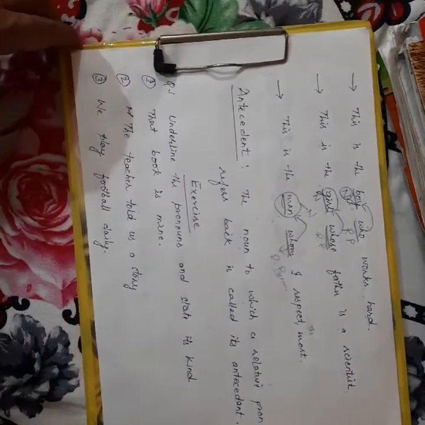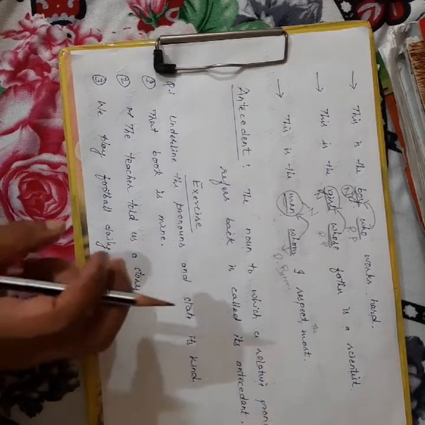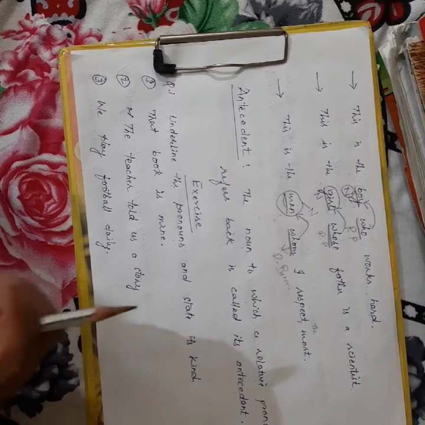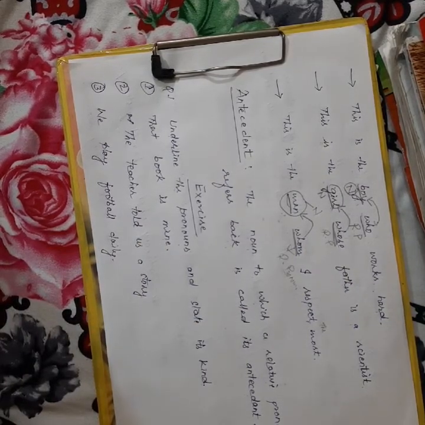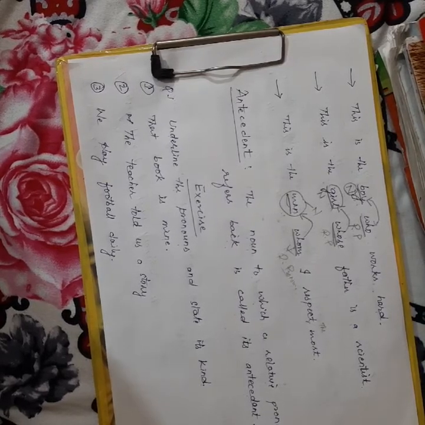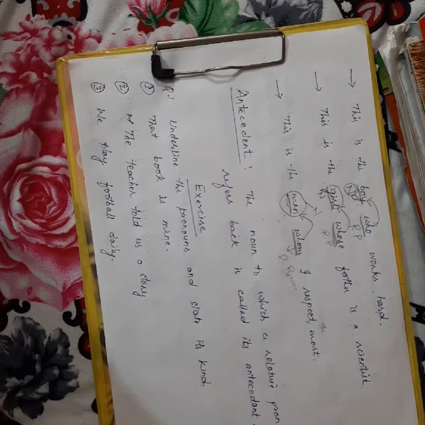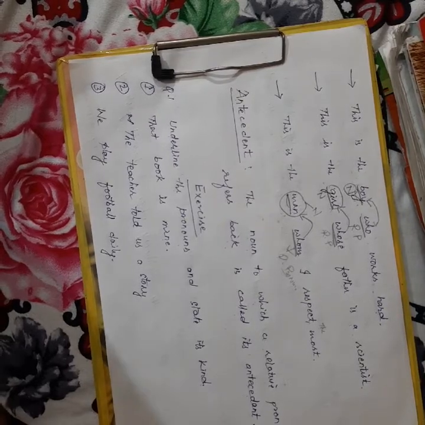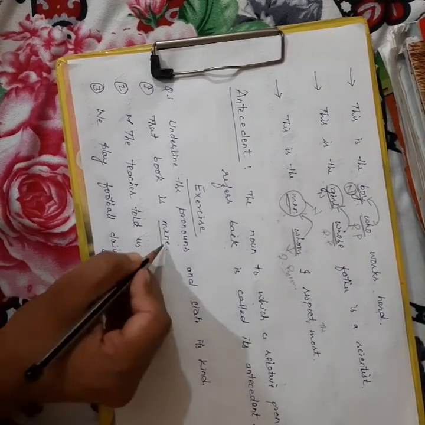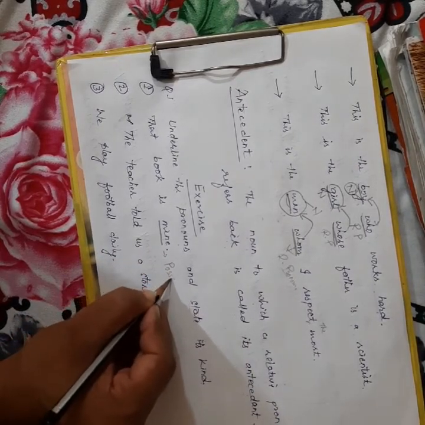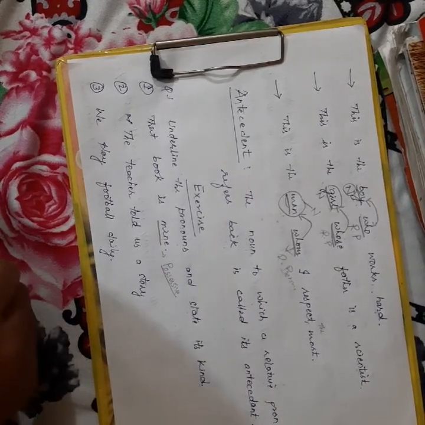Now it's time to do the exercise. The first exercise is: underline the pronouns and state their kind. You have to first identify and underline the pronouns in the sentence, and then state their kind. The first sentence is: that book is mine. First you have to underline the pronoun and then tell the kind. Here mine is your pronoun, and it is what kind? It is your possessive pronoun, right?